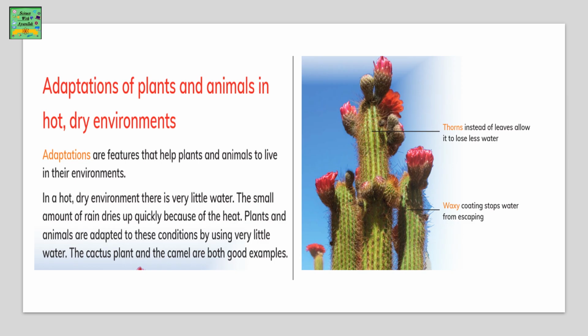Adaptations of plants and animals in hot, dry environments. Adaptation means that there are features that help plants and animals to live in their environment. In a hot and dry environment, there is very little water. The small amount of rain dries up quickly because of the heat. Plants and animals are adapted to these conditions in such a way that they use very little water and still survive. An example would be the cactus plant, and another is a camel.